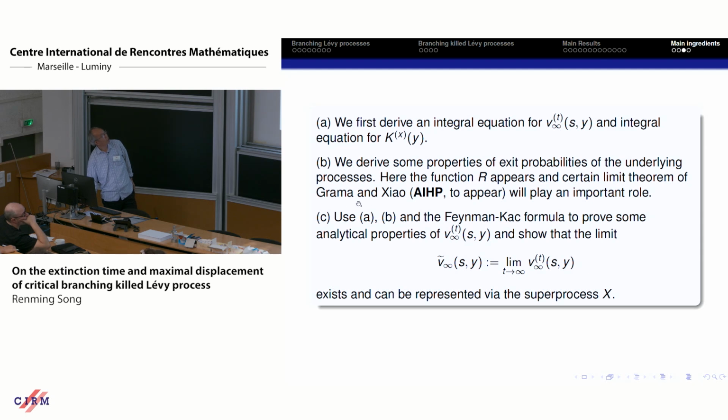For example, we're going to use some result from Grandma and Shao, with the paper going to appear in Henri Poincaré soon. Those will play a role here. Then using the results of A and B and the Feynman-Kac formula, we can prove some analytical properties of this quantity we defined. And then we show that there's a limit when t goes to infinity. First we show that along rational points you can get the limit to exist using a diagonalization argument. Then by using those various properties, you can show this limit indeed exists.